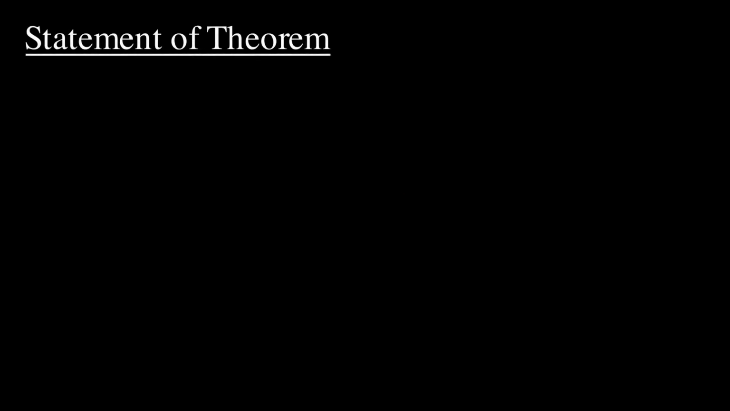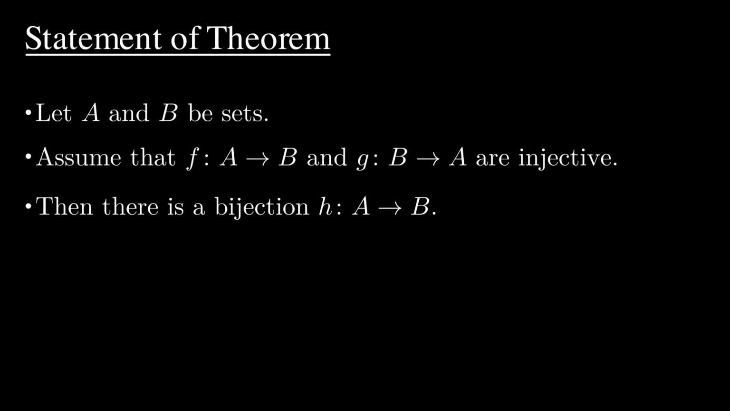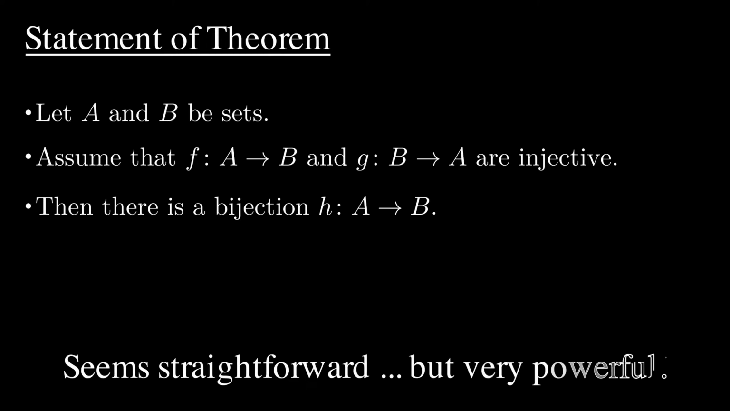Let's start off just by stating the theorem. Let A and B be any sets. Assume that I have a map from A to B and a map from B to A, and both of these maps are injective. Then there exists a bijective map from A to B. Now this seems like a really straightforward statement, but it turns out it's extremely powerful.